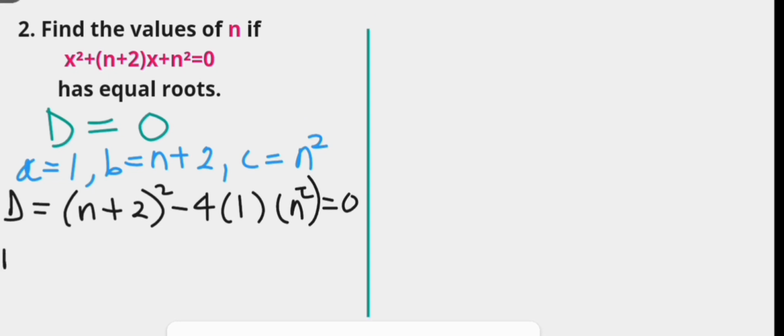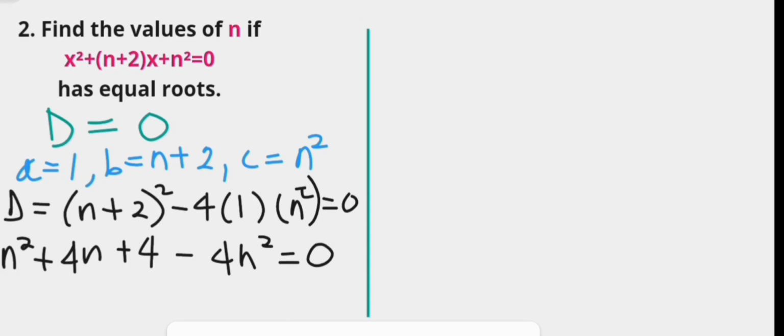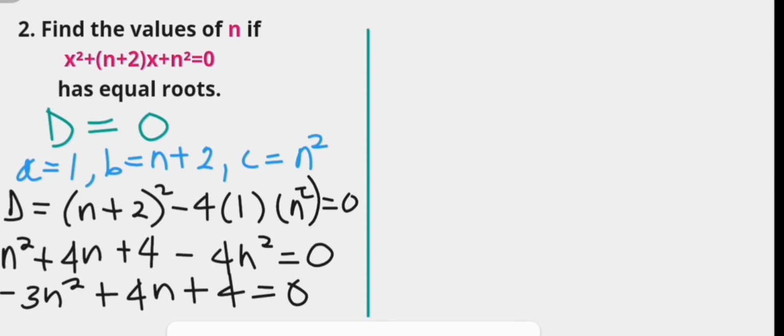Opening the brackets, we have n squared plus 4n plus 4, and the product of 4, 1, and n squared is minus 4n squared, must be equal to 0 for this to have equal roots. Then n squared minus 4n squared gives negative 3n squared, then plus 4n plus 4 must be equal to 0. If we multiply through by negative 1, we are going to have 3n squared minus 4n minus 4 equals 0.